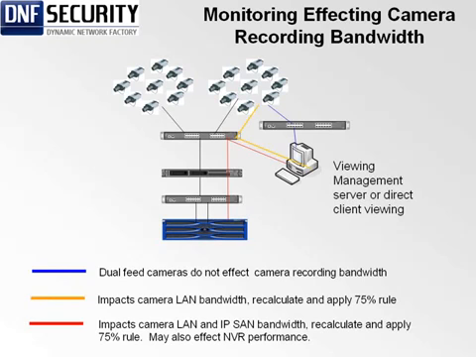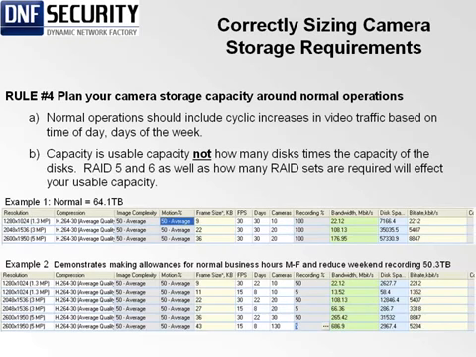Rule number 4, plan your camera storage capacity around normal operations. Now this is in conflict with bandwidth provisioning. Remember when I said plan your camera bandwidth around peak operations. You always want to be able to capture peak data episodes within your surveillance area. However, those will always represent a small enough percentage that it's not going to greatly affect how much storage you have.